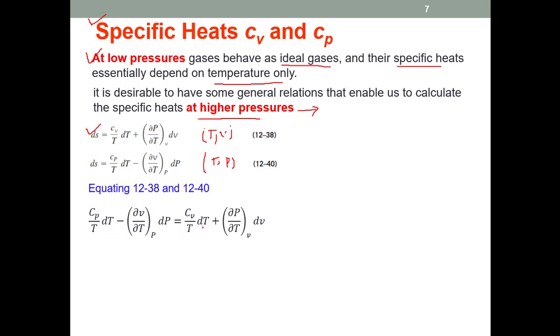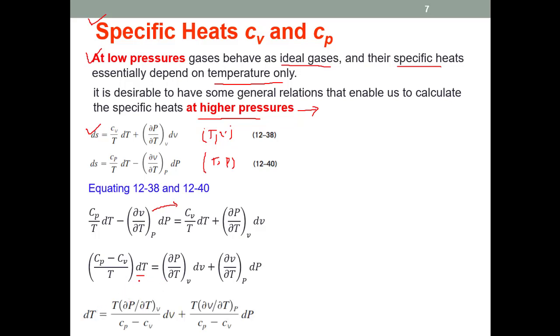This is delta T, and this is also delta T. So this delta T can be on one side, whereas this term can go on the other side. Delta T is common, so we'll have Cp minus Cv by T into delta T. This will go on the other side, so it will be positive now. From here, we can get the value of delta T. So delta T will be equal to this term divided by Cp minus Cv, plus this term divided by Cp minus Cv.